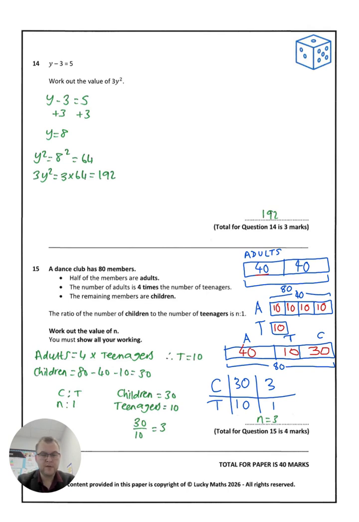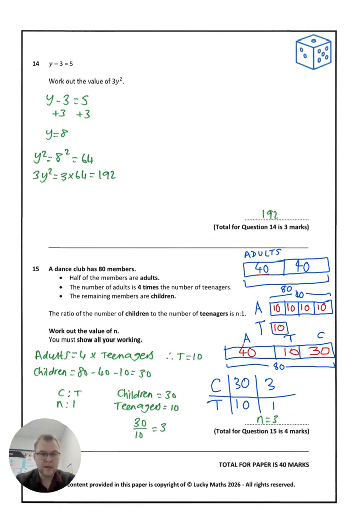And finally, we've got a situation with, again, a few bar models being used to help with this worded question. Dance club has 80 members, half are adults. So first bar model shows clearly 40 are adults. We are told adults is 4 times the number of teenagers. So I've got 4 boxes for adults compared to 1 box for teenagers. 40 adults into 4 boxes or 4 parts is 10 per box. And that means there were 10 teenagers.